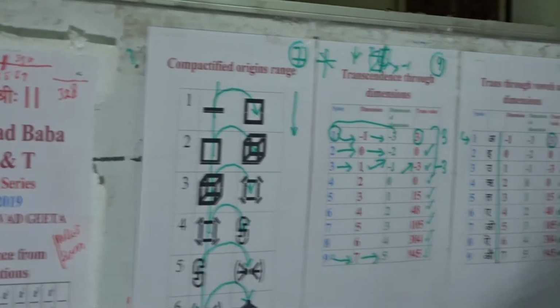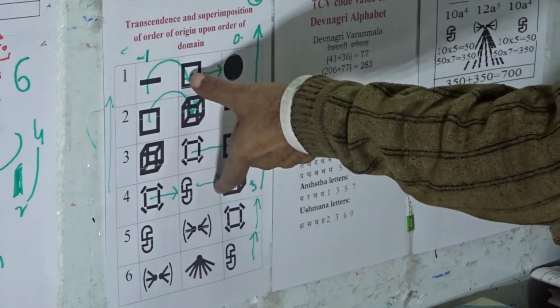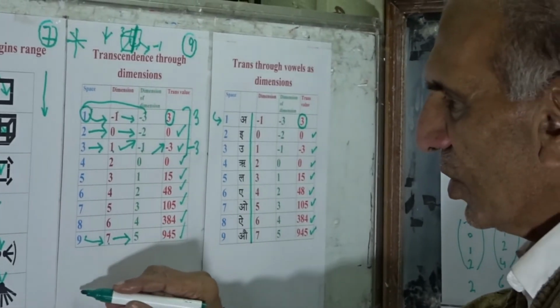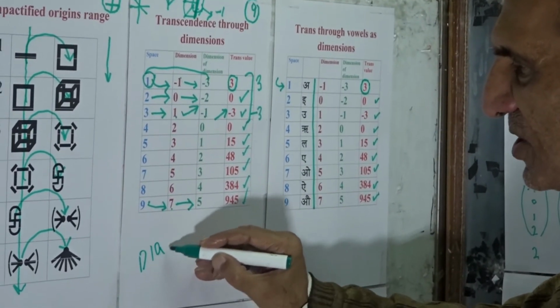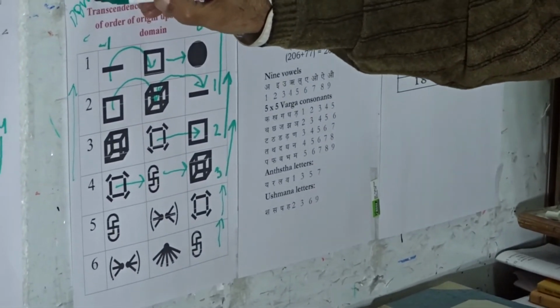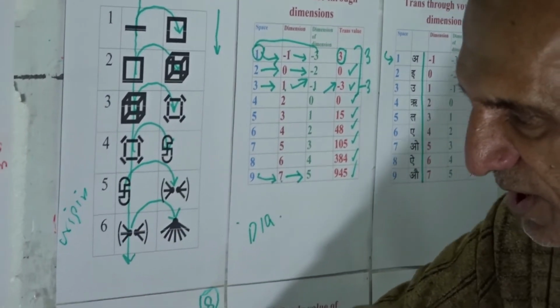Therefore, when at the boundary we reached cosmic windows, at the origin we reached the compactified origins range, then at the transcendence and superimposition we reached the domain, and it is here where we are reaching dimensions. So here we are reaching dimensions, here we are reaching domain, here we are reaching origin, and here we are reaching the boundary.